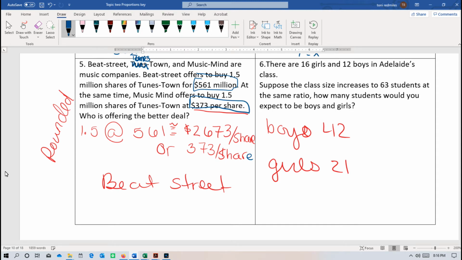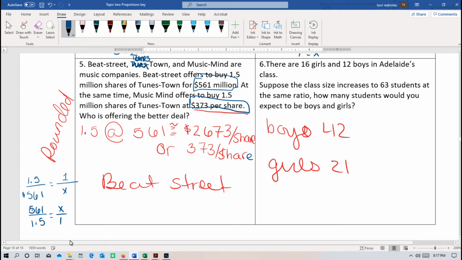So to do that, I'm going to buy 1.5 million shares. And since they both have millions, I'm going to leave that out, for 561. And I want to know how much one share is going to be. So I'm going to flip them. I'm going to put my 561 on top, my 1.5 on the bottom. That way it gets my X on the top.